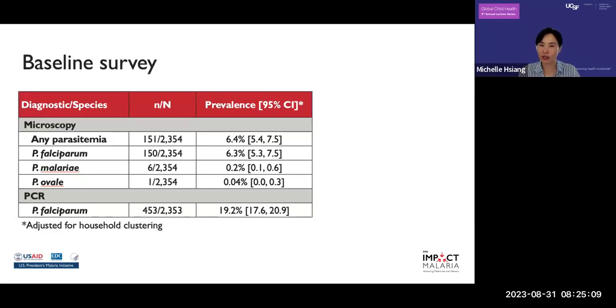This is baseline survey results. Pamela Gangar, who's a PEDS ID fellow, I don't know if she's on this call, is working with Michelle Rowe, a postdoc in our group, as well as colleagues at Chess to put together these results, which should be coming out soon. We sampled over 2,000 people. The prevalence by microscopy was 6.4%, and by PCR is 19.2%. This is not surprising, as with a lot of infections, COVID, which you might be familiar with. When you use PCR, you increase the detection of infection by 2-3+ fold.